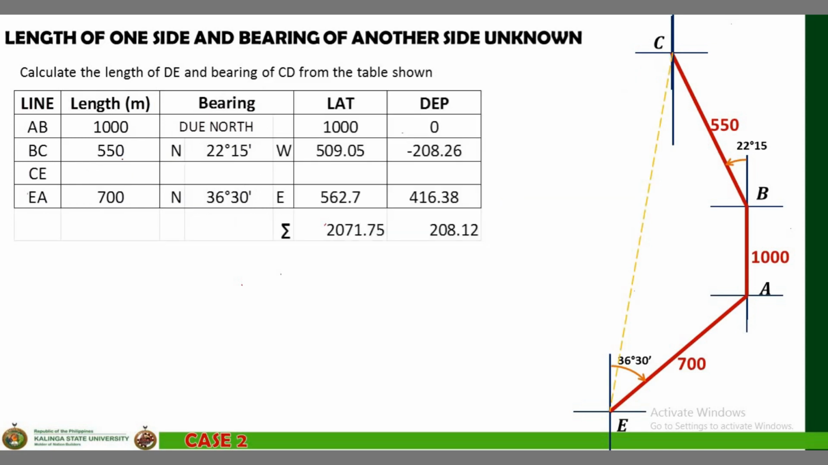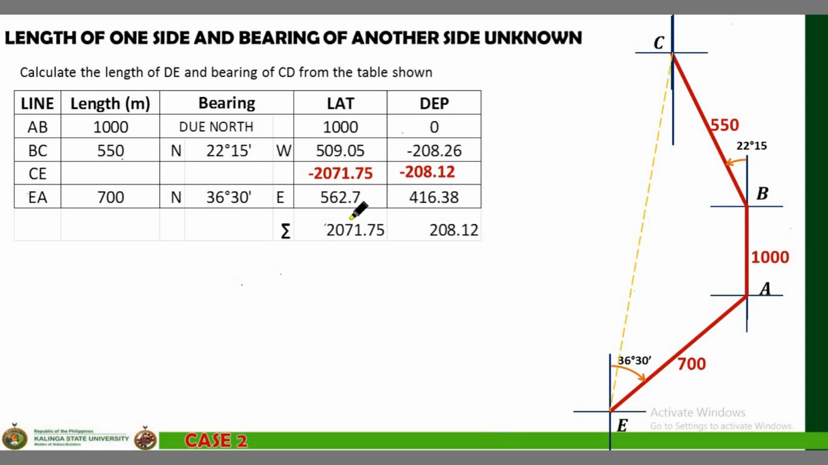As you can see on your screen, this is what we call case 1. Now, what did we do in case 1? To solve for the latitude and departure of CE, just take the value of the sum and then take the opposite sign. The same goes for the departure.